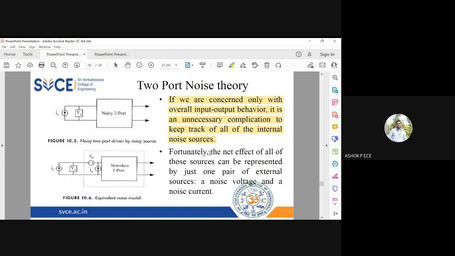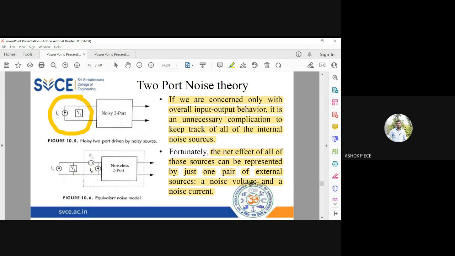The same way here, the net effect of all the sources: finally, I can replace everything by a single noise voltage and a single noise current. If we simplify a network using Thevenin's theorem or Norton's theorem, we'll have a single voltage source in series with a resistance, or a single current source parallel with a resistance. So finally, if you consider all the noise parameters in a two-port network, I can simplify them to a single noise voltage or single noise current, which will represent the sum of all the noise currents inside the device, or the sum of all noise voltages inside the device.